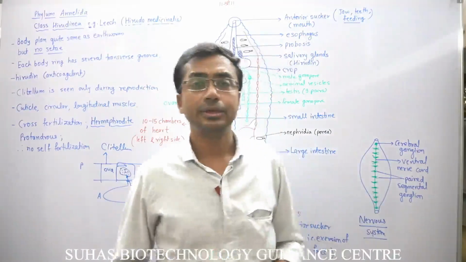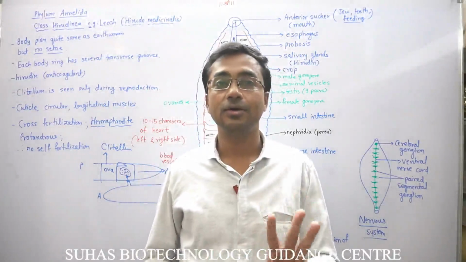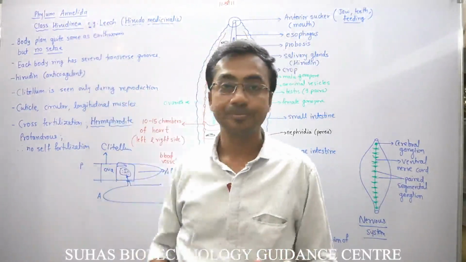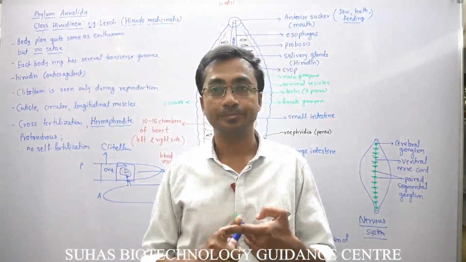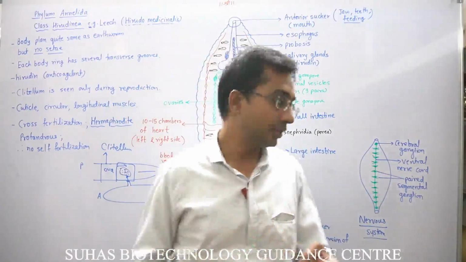Thus, there are three major classes in the phylum Annelida. First, Polychaeta, second, Oligochaeta, and third is the Hirudinea.